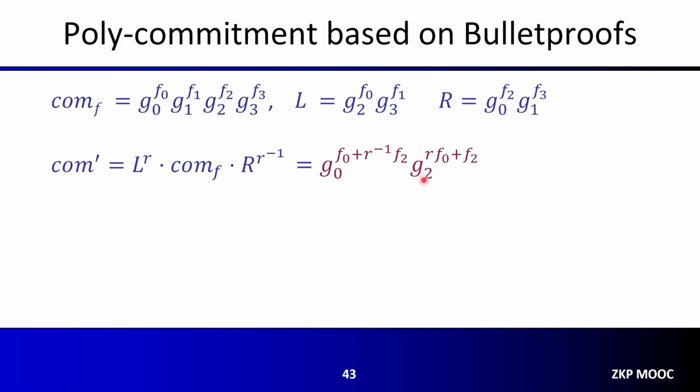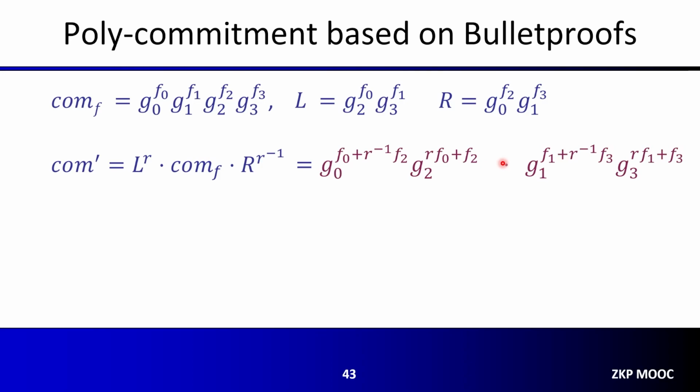Similarly, let's take a look at G2. From the commitment L, there's a G2 to the power of F0. And when we raise it to the power of small r, that gives G2 to R times F0. And from the old commitment, we have G2 to F2. And we don't have anything with the base G2 in the commitment R. So in sum, that gives us G2 to the power of R times F0 plus F2.